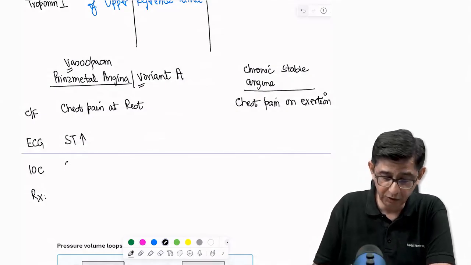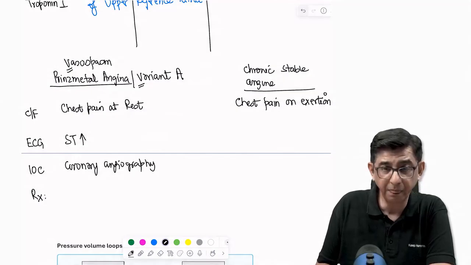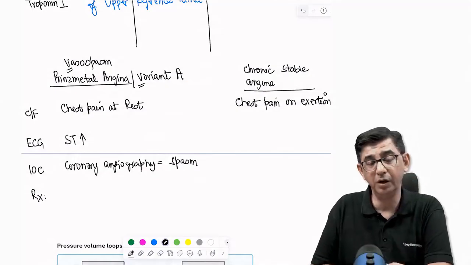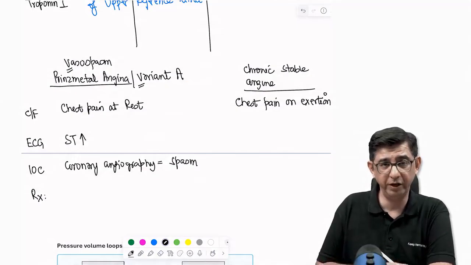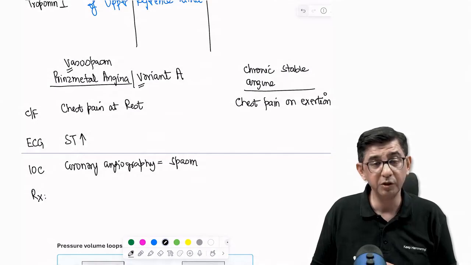The investigation of choice in this condition can be a coronary angiography. The coronary angiography in this condition will be revealing spasm. I thought it is MI, but there is a narrowing of the artery. It's a spasm of the artery. The spasm can be relieved by injection of nitrate during angiography only. Now, if I give nitrates, the spasm will begin to resolve in this patient.